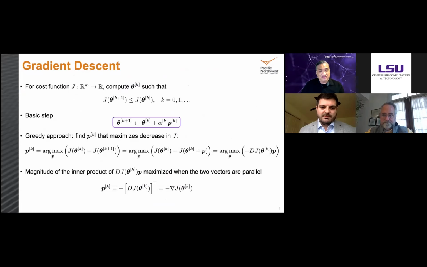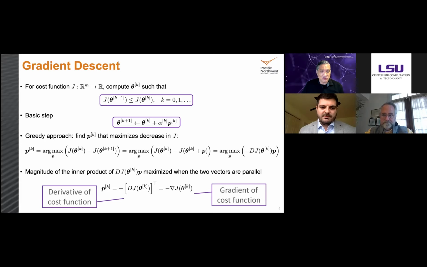The approach that's typically used is to iterate and compute successive values of these parameters theta. So theta of k plus 1 will be the previous value of theta plus some update. The first piece involved in making that update is finding the direction p that will maximize the decrease in our objective function. As we take steps, we want the objective function to get smaller and smaller, so we want to take a step in a direction that will maximize the decrease in J. That turns out to be the opposite direction of the derivative, which is the transpose of the gradient.